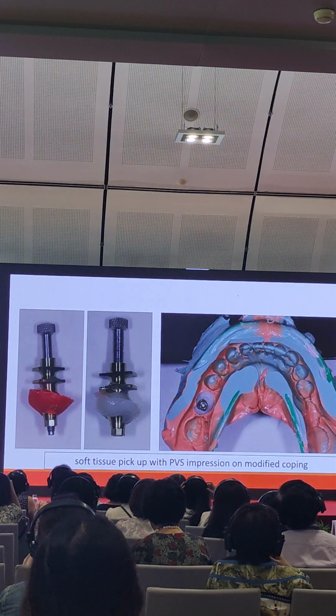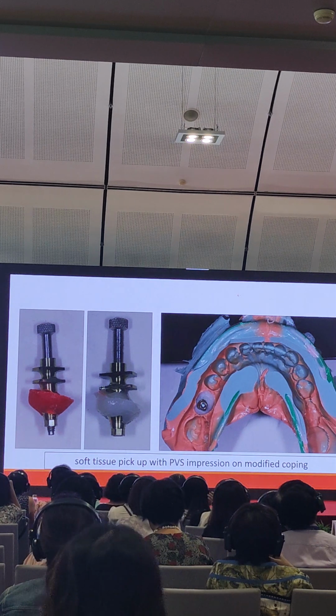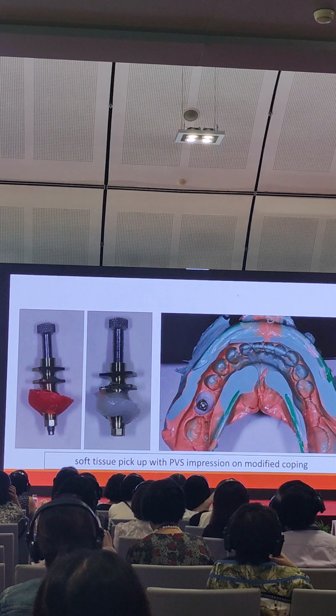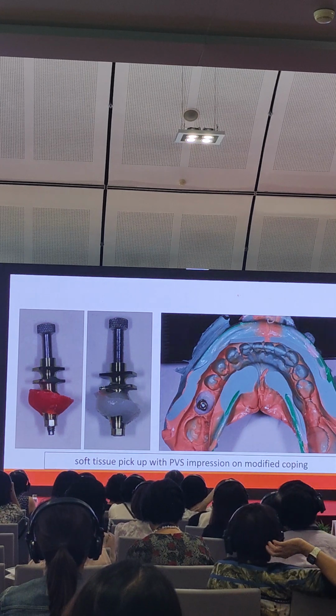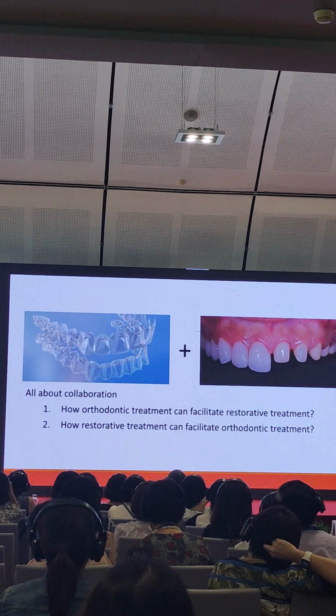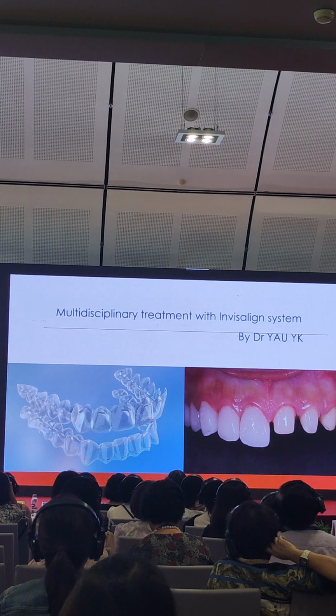And to replicate the soft tissue contour, we use some Duralay or flowable composite to put on the impression coping to take the impression. Of course, you can scan it, but you have to make sure you scan it quickly before the soft tissue collapses. So, everything is about collaboration. We just finished on time, so thank you.